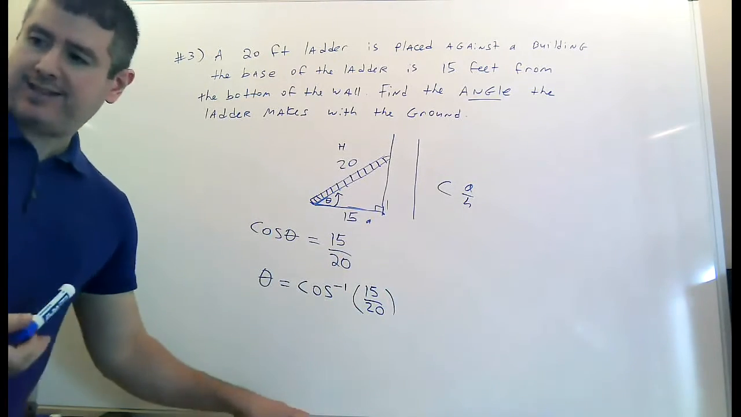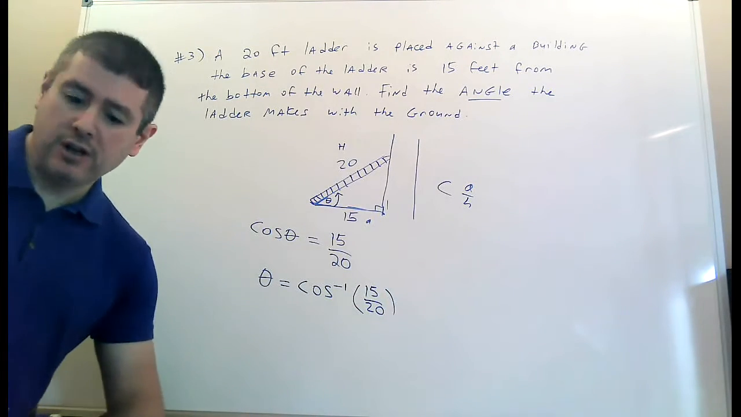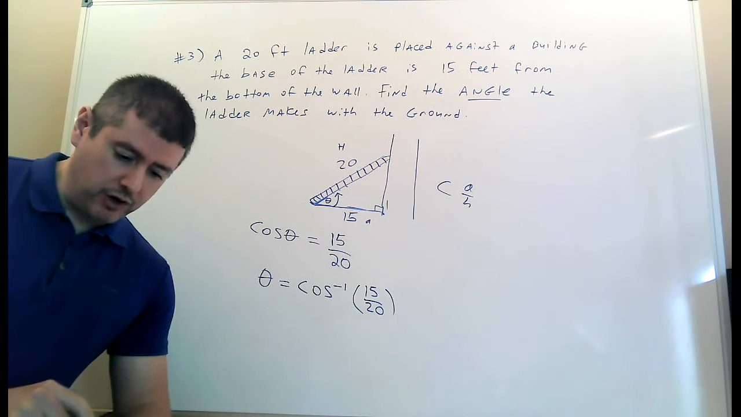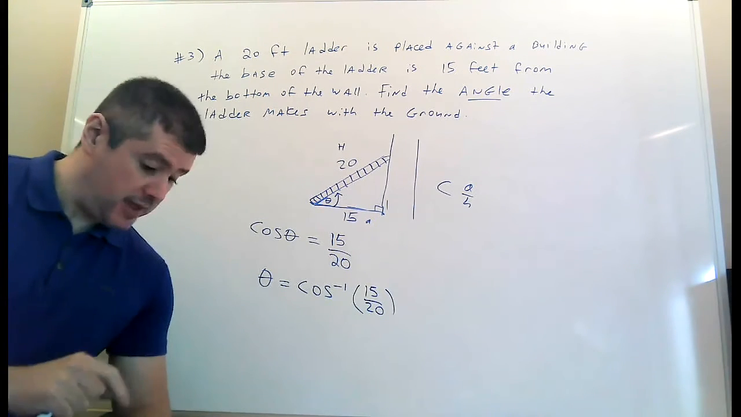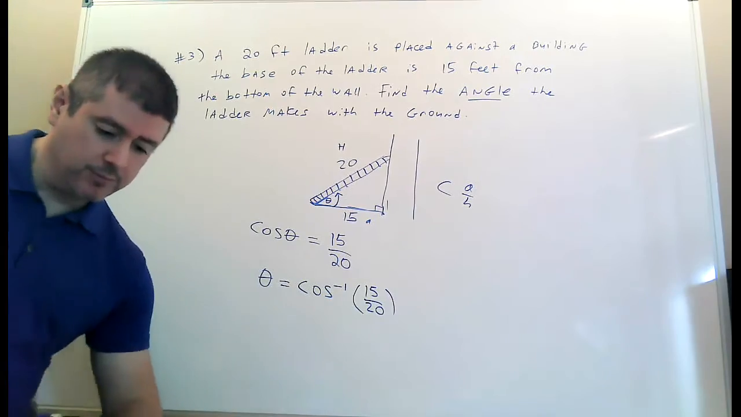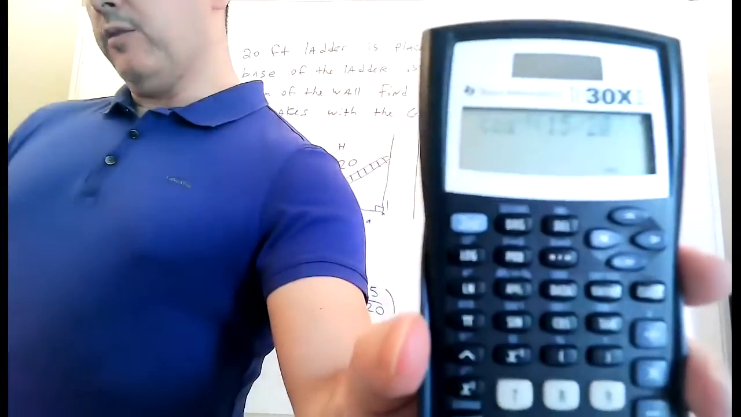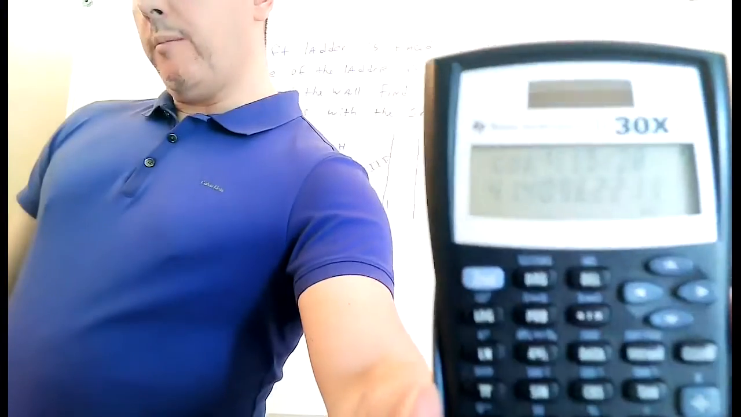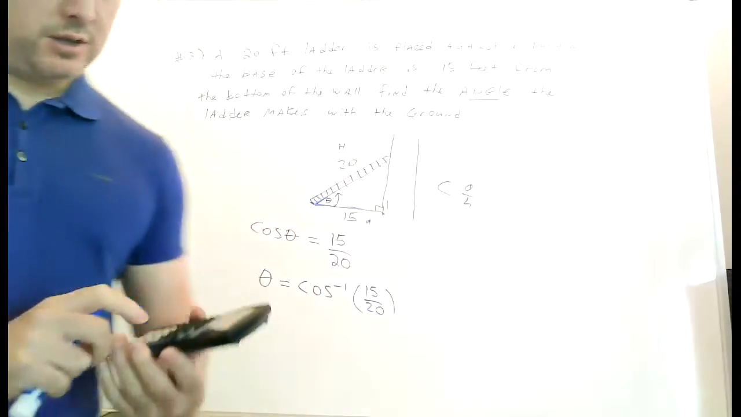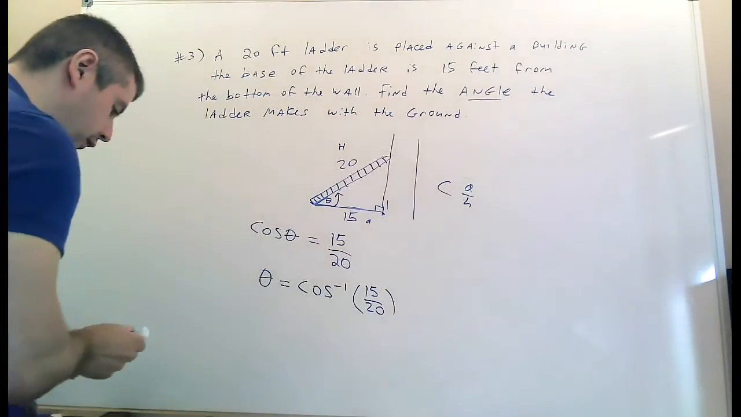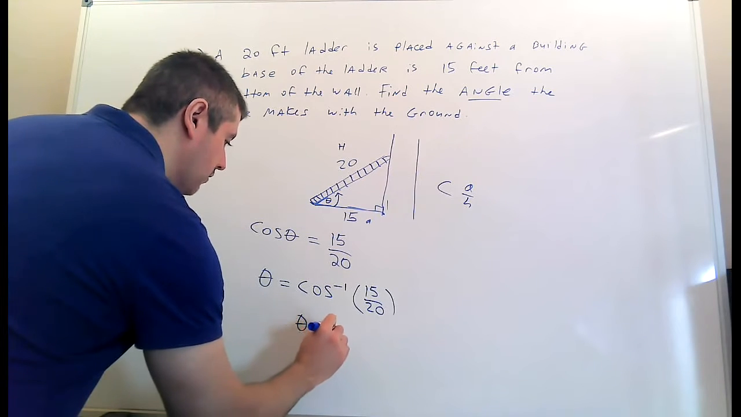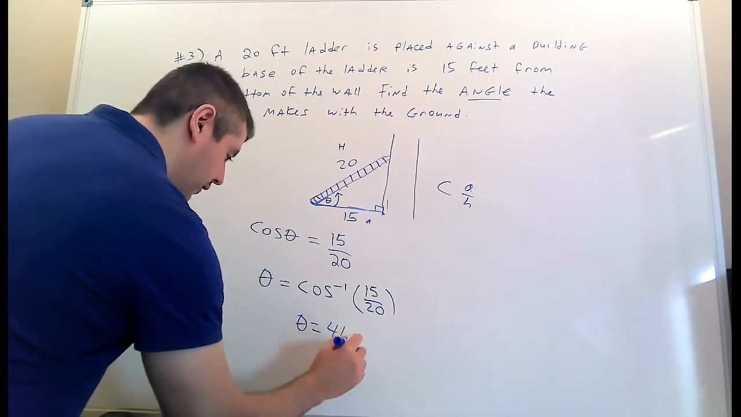So it's not necessary to reduce that fraction. If you want to make it 3/4, I don't know why you would. Just put inverse cosine on the calculator. That's what I'm doing. And then I'm going to put 15 divided by 20. Again, that's what you type. Then you hit equal. I got 41.4. Well, 41.409. So whatever. I'll round it to two places. I get 41.41.